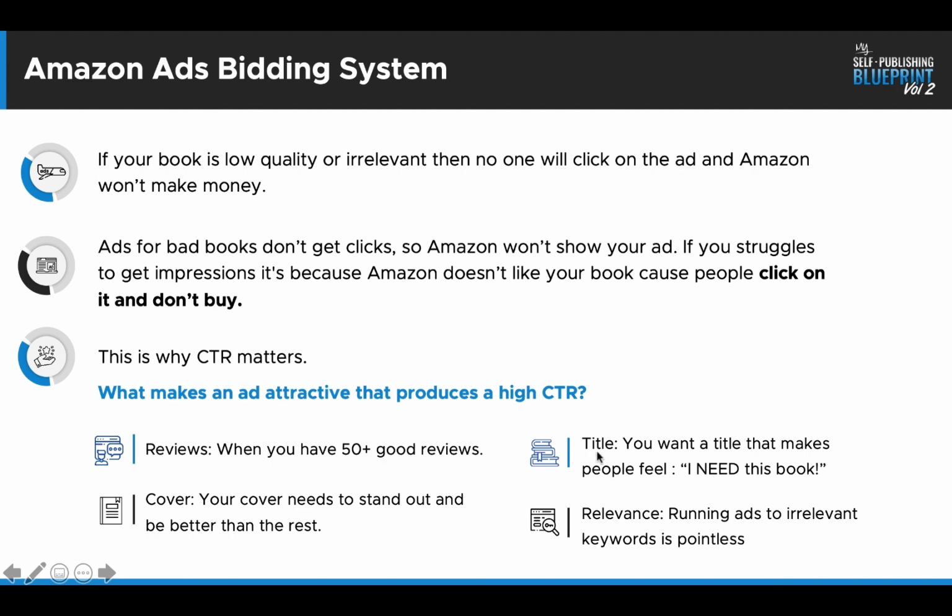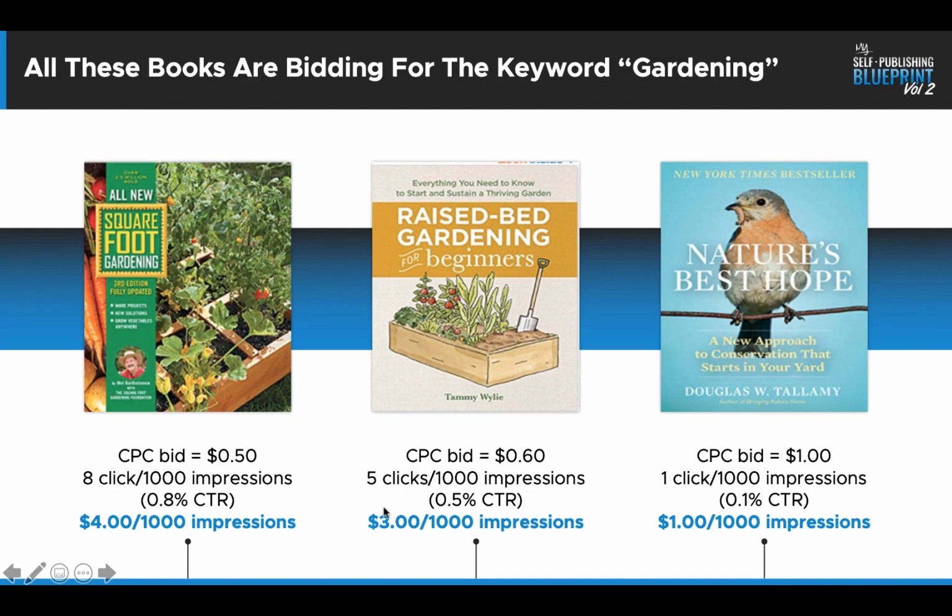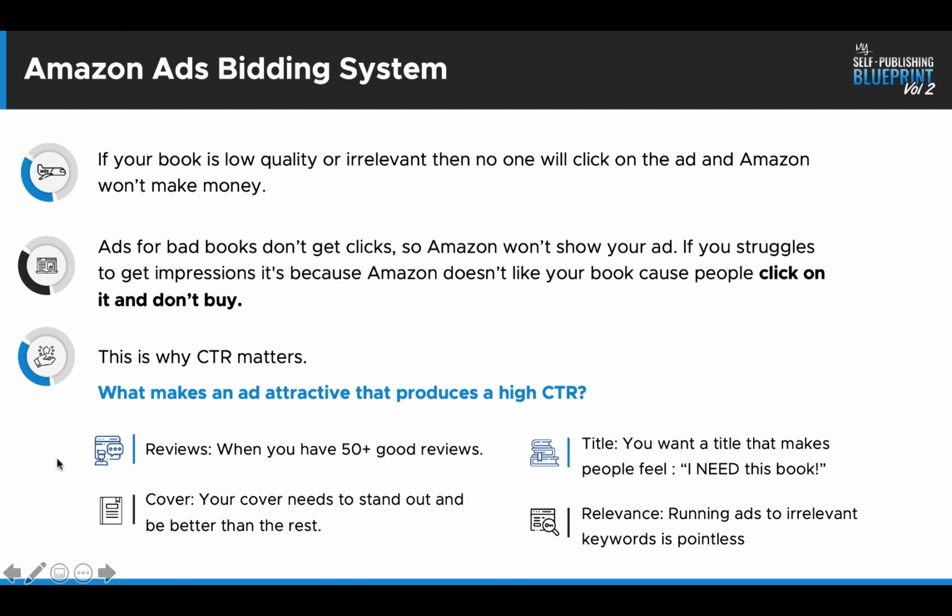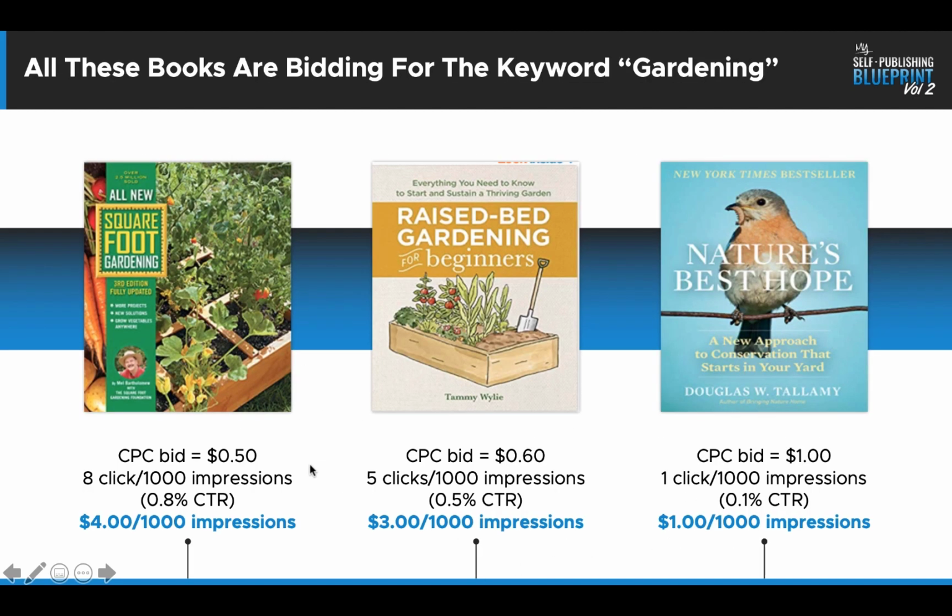Now, where does Amazon stand on this? Okay, well, they're making $4 per 1,000 impressions, right? You just got to do the math here. This book is making $3 per 1,000 impressions, where this book is making $1 per 1,000 impressions, even though it has the highest bid price, right? So just because you bid more does not mean you're guaranteed to sell more books or essentially make Amazon more money. You have to take into account these other factors as well.